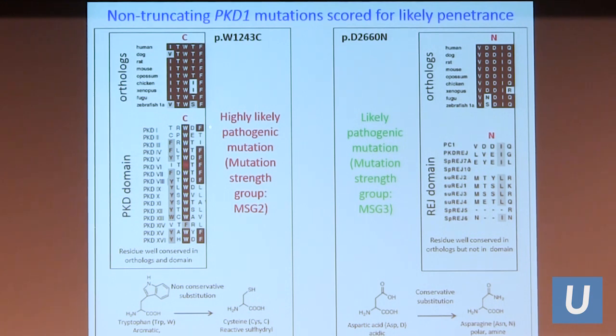We have gone on to see if we can get more information out of non-truncating changes by differentiating patients that have mutations that are very highly predicted, so ones which are non-conservative, and also found at highly conserved sites within domains and not only within the protein itself, compared to this type of change, which is more conservative, and although conserved in the protein itself, not conserved in the domain structure. And so we've had this mutation state: two of strongly predicted in-frame changes, and three of less strongly predicted changes.